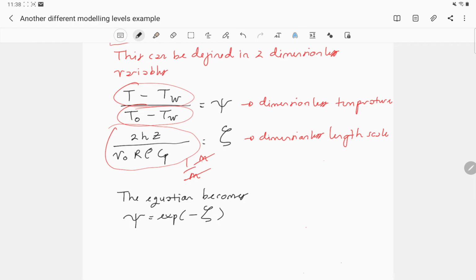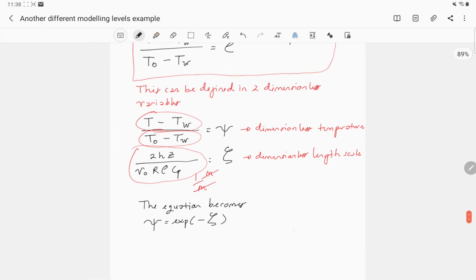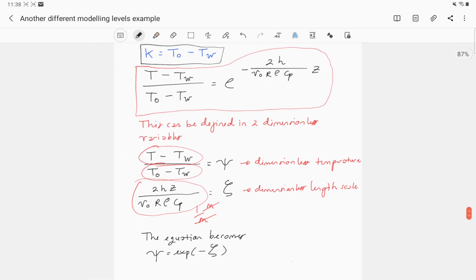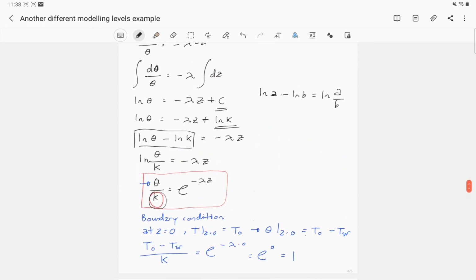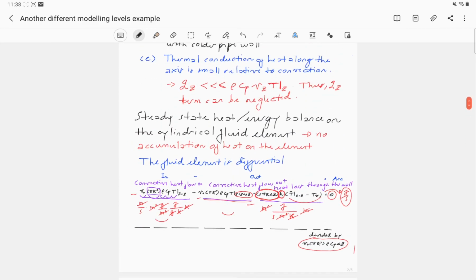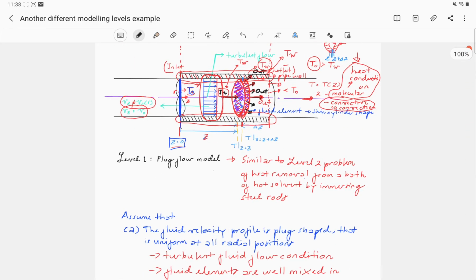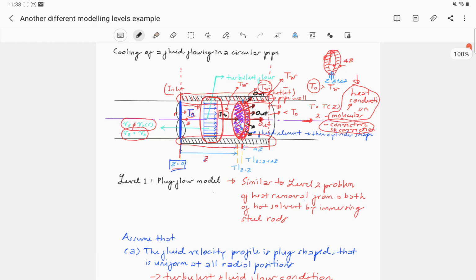Okay, so as you can see in here, for the first model we just have a simple equation. Then this will be basically the conclusion of our second video on the another different modeling level examples.